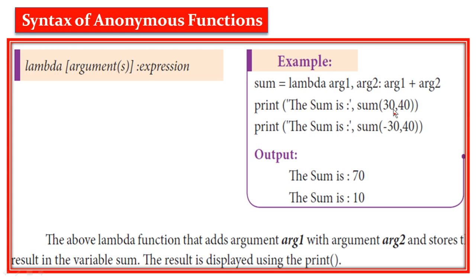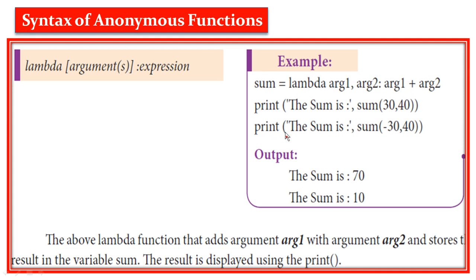Here 2 arguments are given, 30 and 40. The first argument 30 is passed to arg1, and the second argument 40 is passed to arg2. So arg1 is assigned 30, arg2 is assigned 40. The expression arg1 plus arg2 gives 30 plus 40, which is 70, and that is assigned to sum. So the sum is 70.